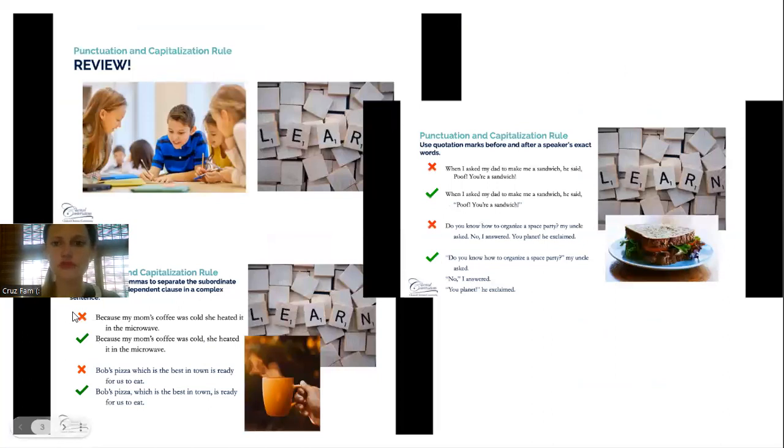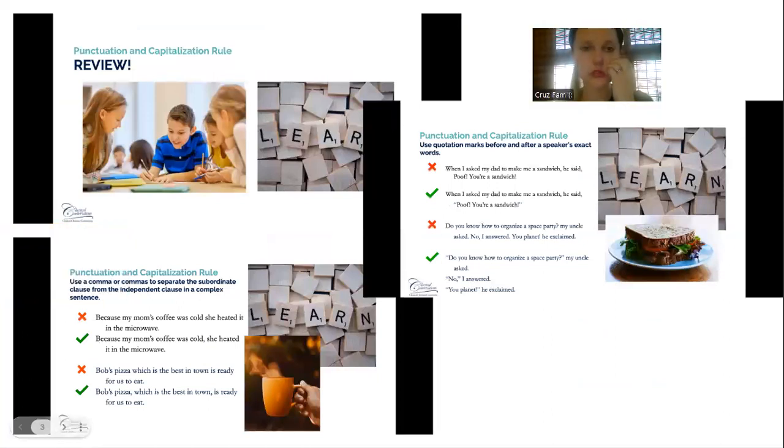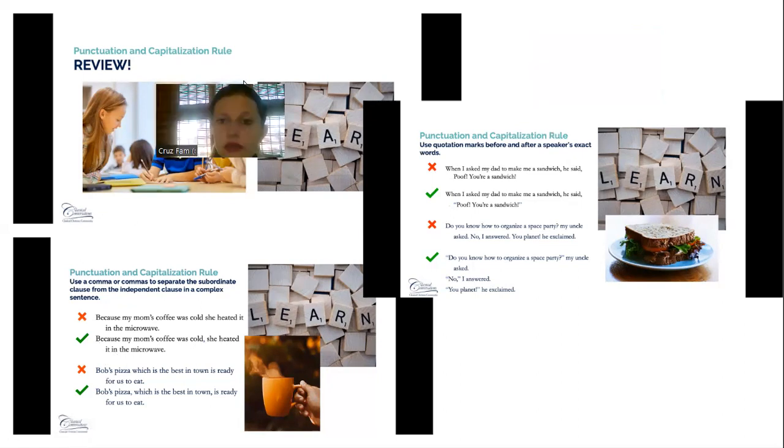Punctuation and capitalization rules. Some review rules here from weeks 11 and 12. Remember to use a comma to separate a subordinate clause from the independent clause in a complex sentence, like this: Because my mom's coffee was cold, comma, she heated it in the microwave. Use quotation marks before and after a speaker's exact words, like this: Quotation mark, do you know how to organize a party? Question mark. Close the quotation mark. My uncle asked, period.